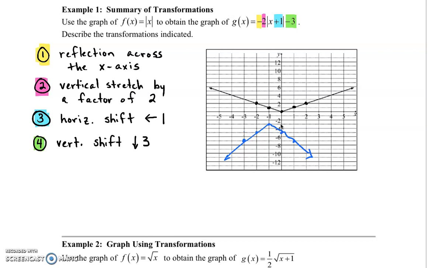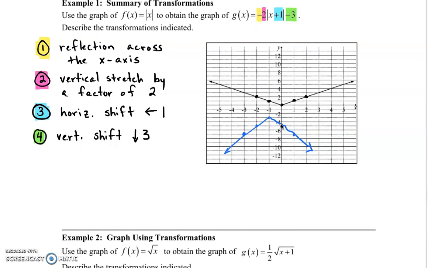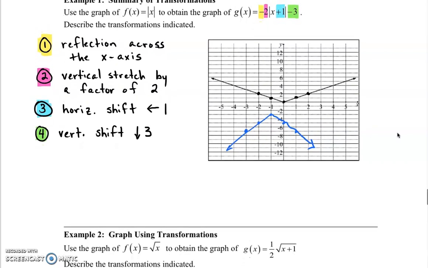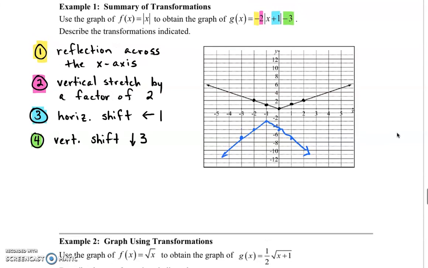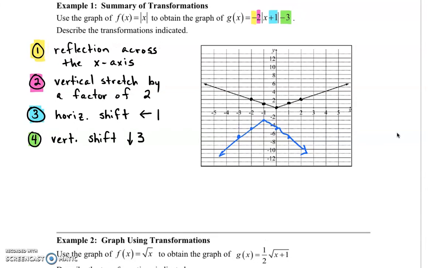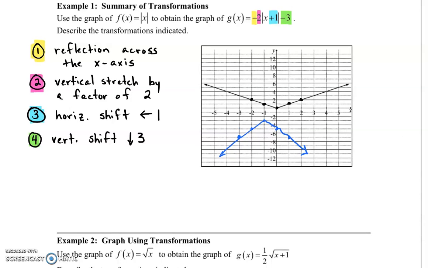Now, could we have gone wrong? The answer is yes. So let's try it again with a different order. I know that a lot of times students like to graph the horizontal and the vertical shifts first. So we know this way is correct. Let's do an incorrect way.